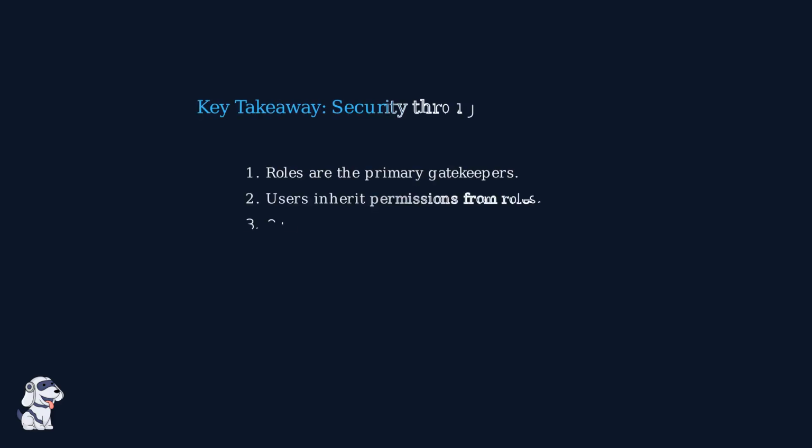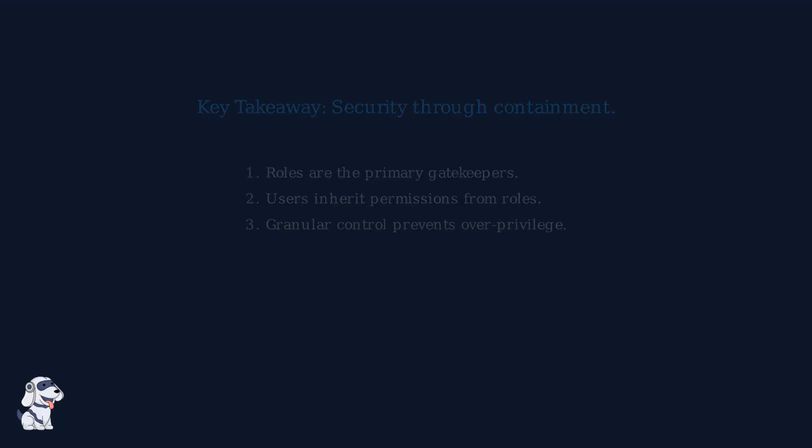The core takeaway is security through containment. Roles act as the primary gatekeepers for your data. Users inherit their permissions from these roles, allowing for granular control that prevents overprivileged access.